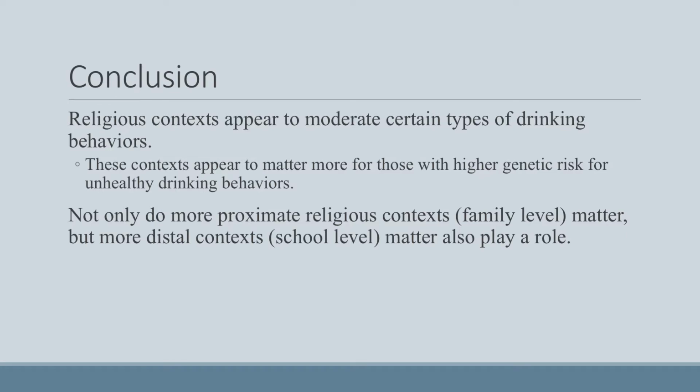So a quick takeaway from this is that religion seems to matter, religious contexts seem to matter quite powerfully, or more powerfully, for those who are at greatest risk for problem drinking behaviors. And so not only do proximate religious contexts, those at the family level, matter for controlling drinking behaviors, but also these more distal contexts, these broader contexts and communities that individuals are nested within, seem to play a role. So that's just been a quick snapshot of this research.